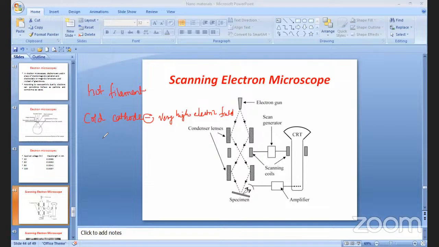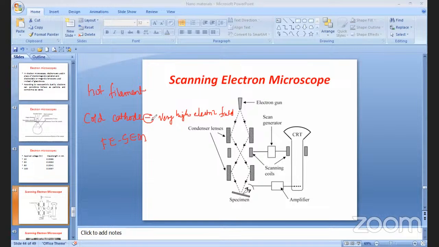we'll be calling it an FE SEM. That is nothing but field emission SEM. So in the case of this cold cathode, if we are using it to get the electrons, we will be calling it an FE SEM.